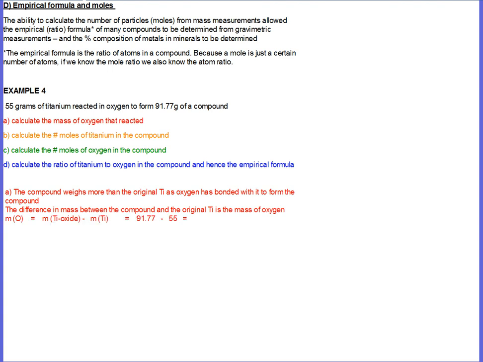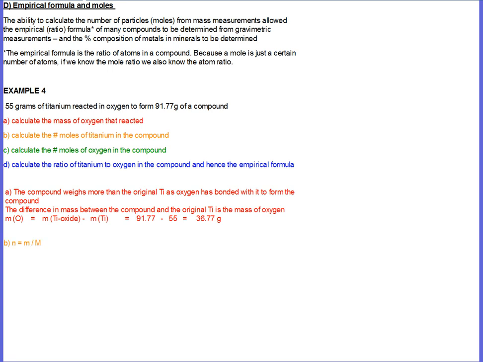And so we can figure out the mass of oxygen that must be in this compound: it's the mass of the titanium oxide, take away the mass of the original titanium, which is 91.77 take away 55, which means there must be 36.77 grams of oxygen in this compound that we formed.